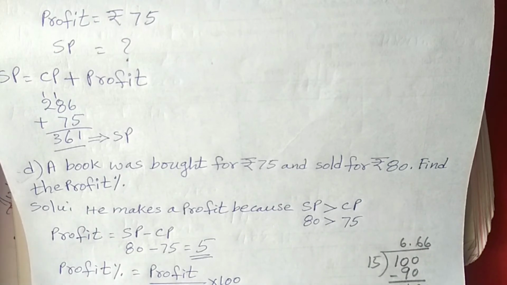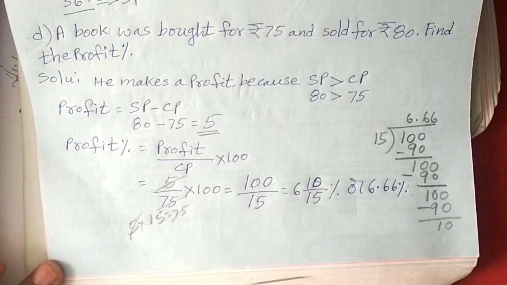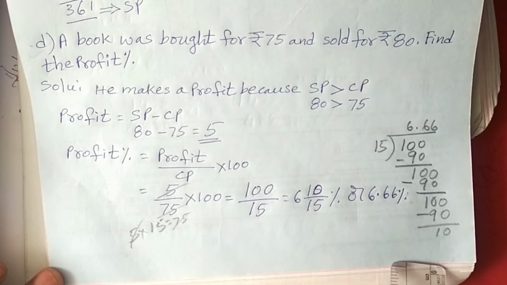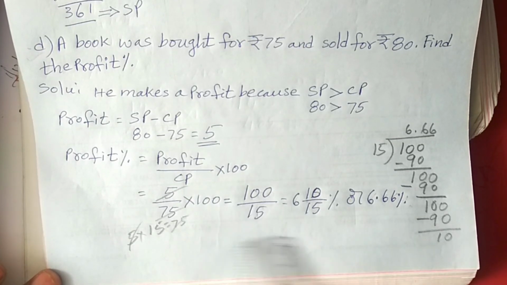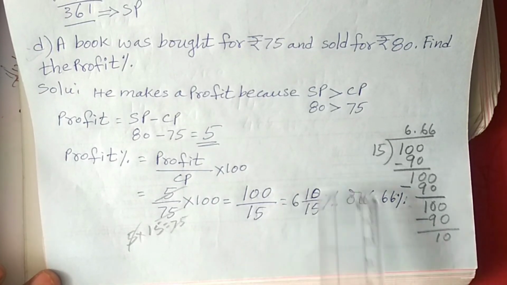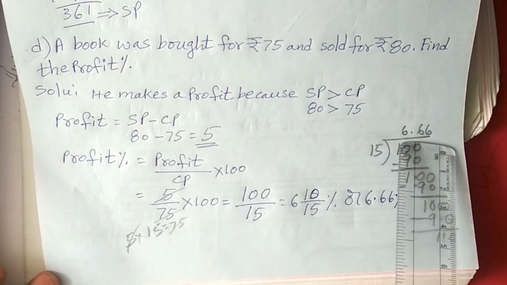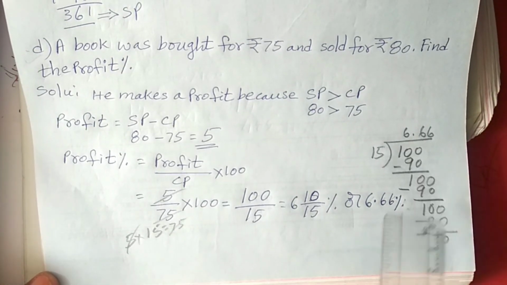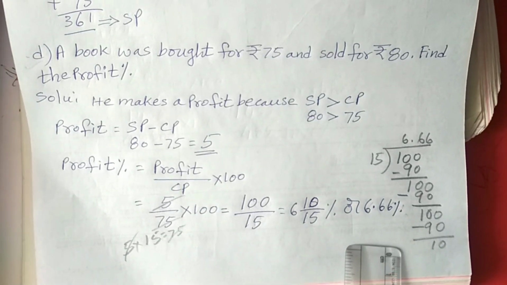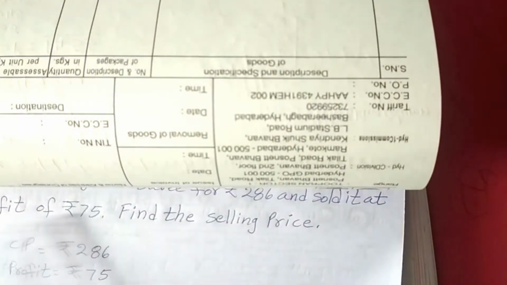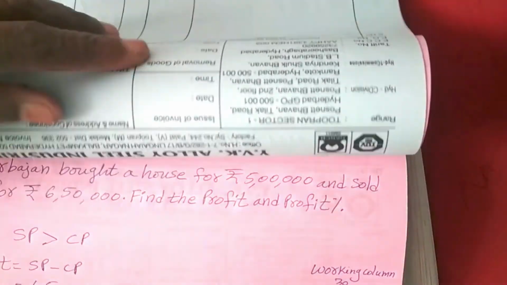Now find out the profit percentage. So this is the working column I have done for you. You do it. I won't explain for you. Okay. Here 100 by 15 we can write as 610 by 15 or directly this 6.66 percentage as profit percentage. Now we shall move to the next bit, E bit.